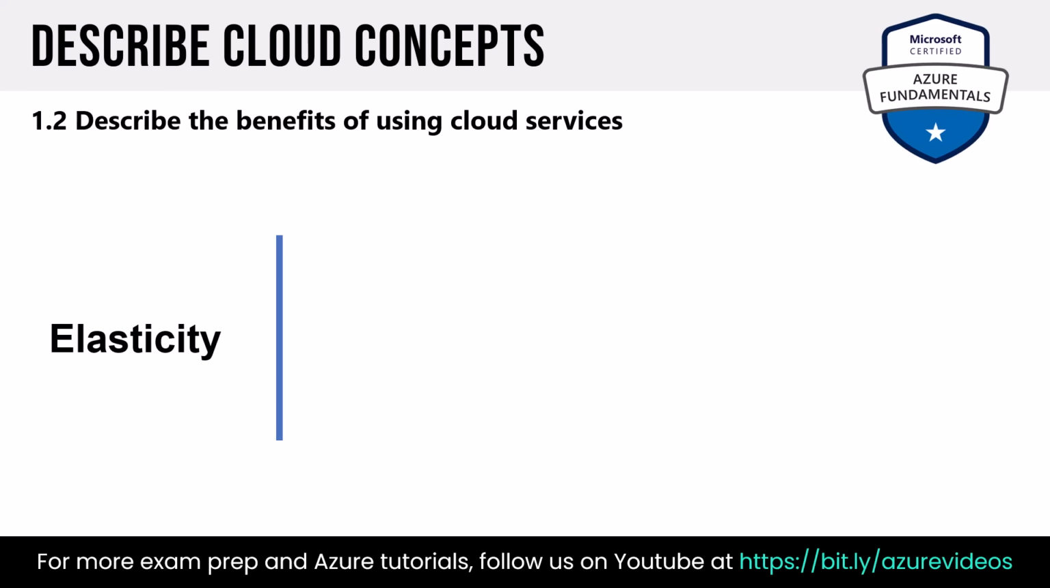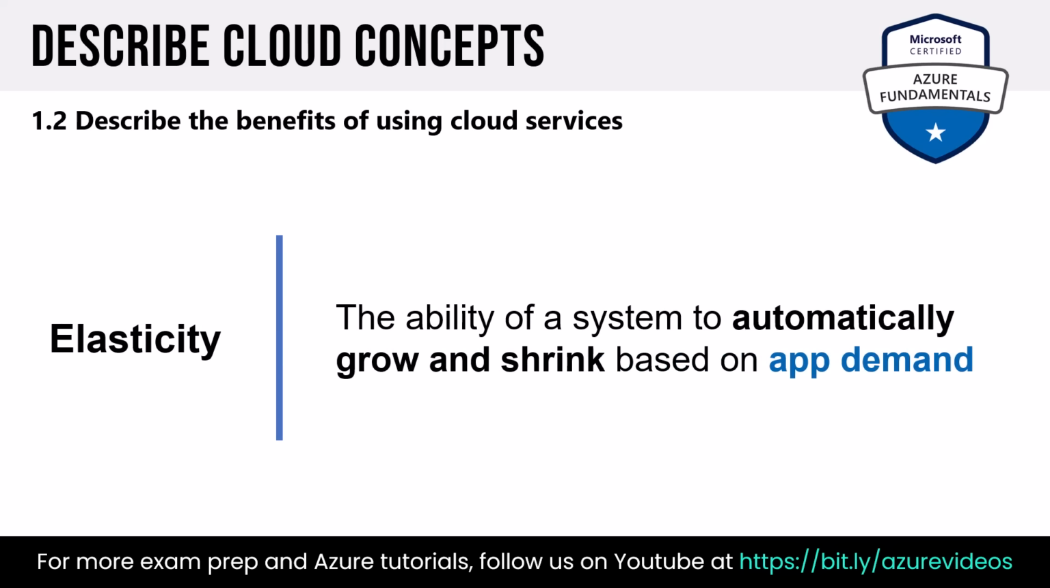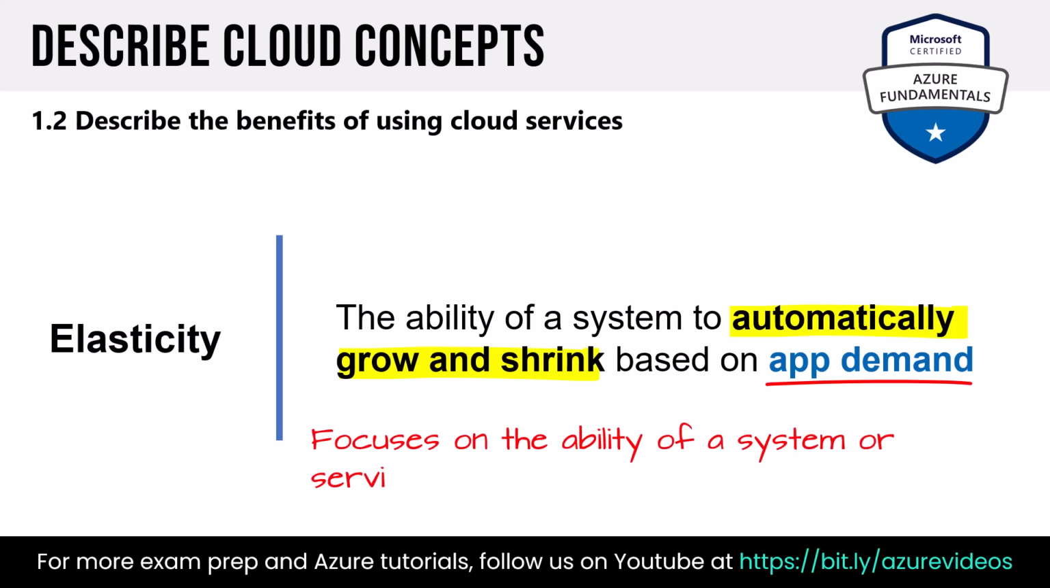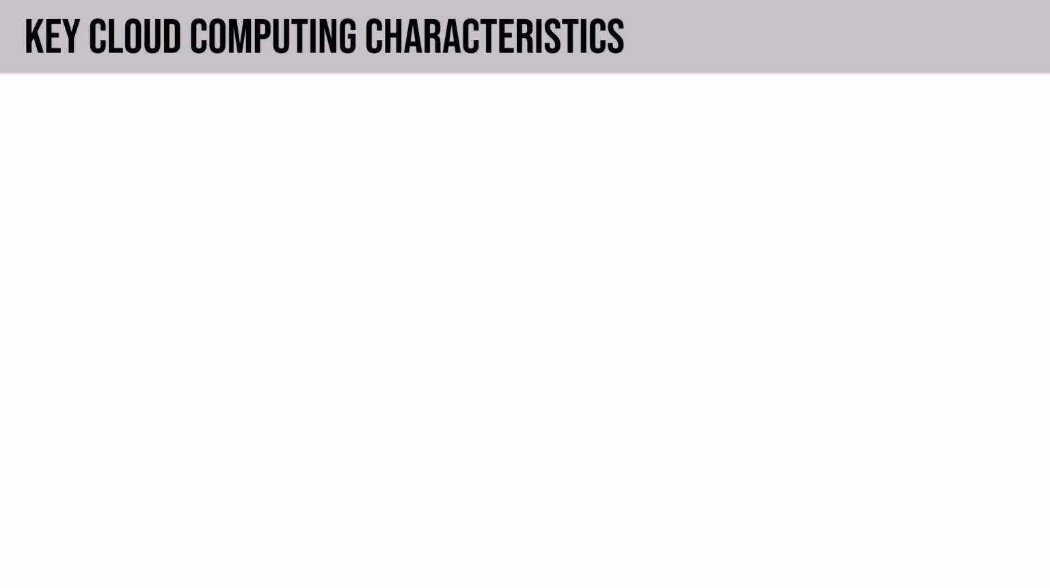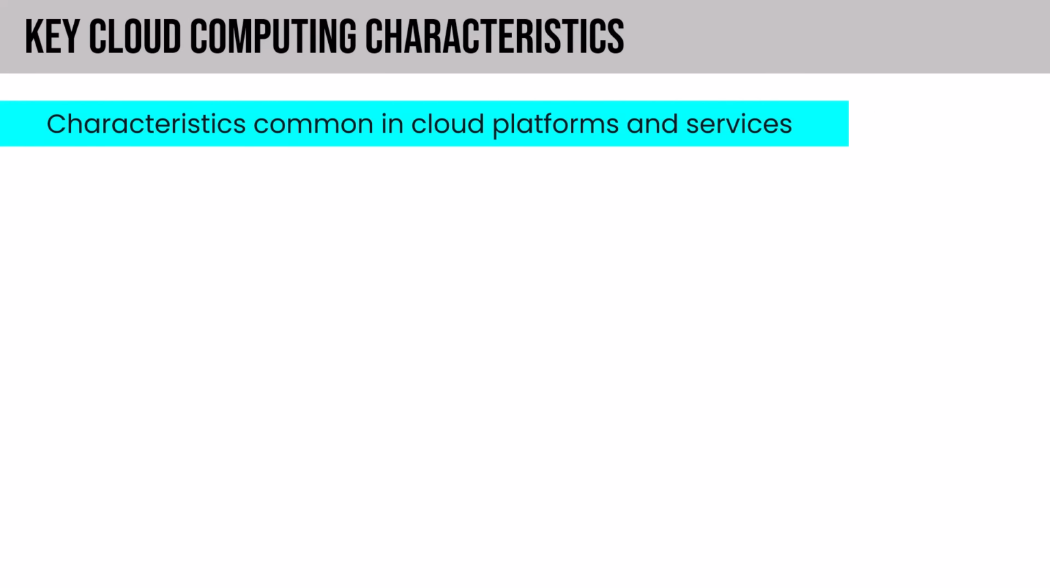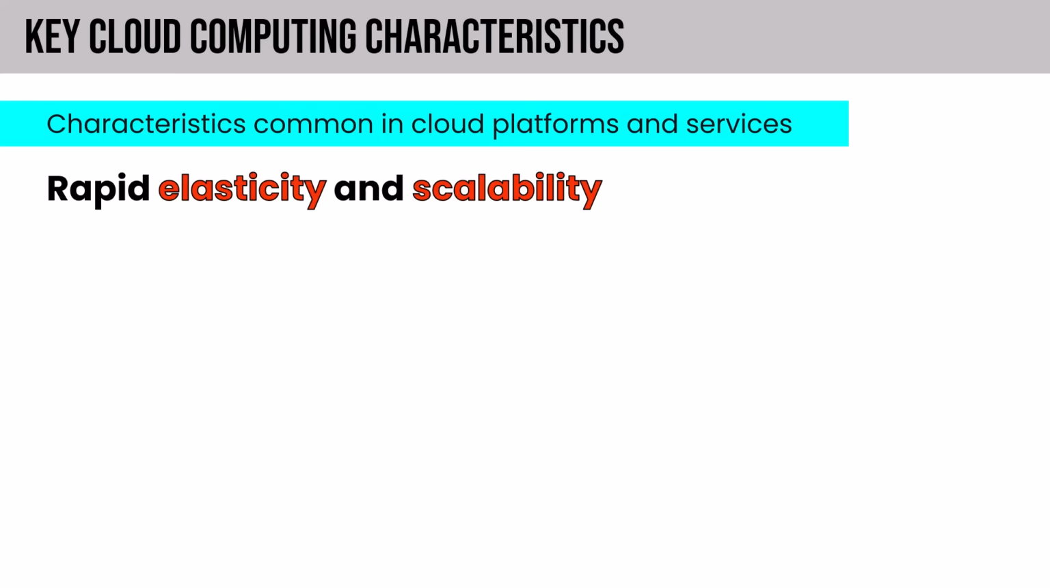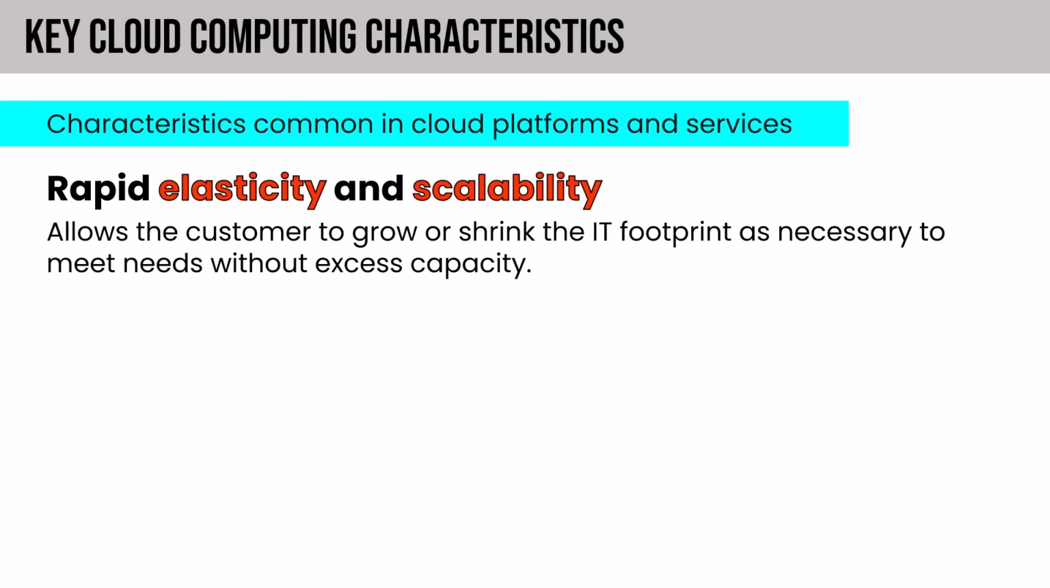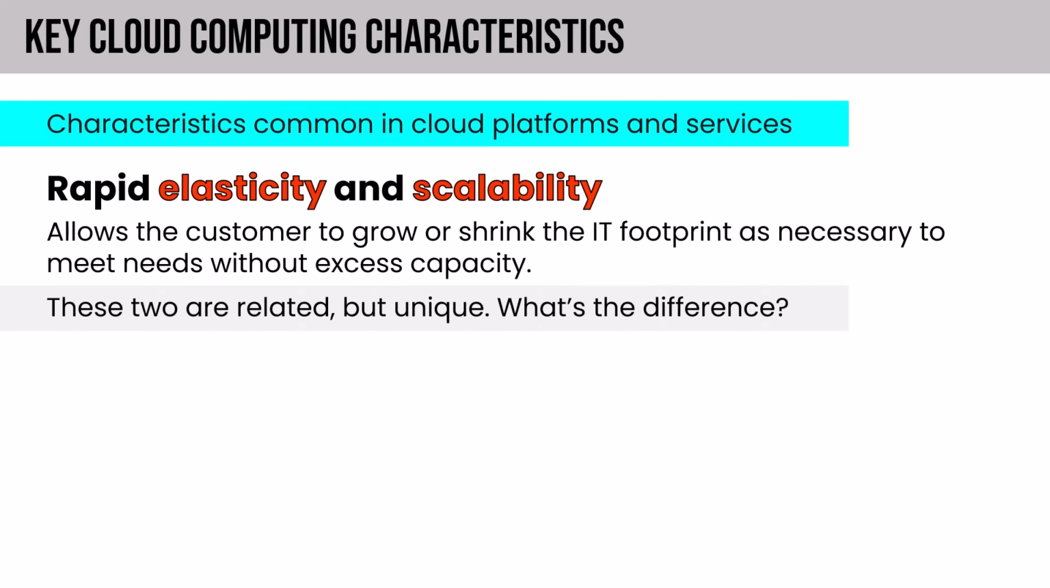Next, we have elasticity. So unique from scalability, elasticity is the ability of a system to automatically grow and shrink based on app demand. It focuses on the ability of a system or a service to scale quickly to spikes in demand. And I find, generally speaking, folks get scalability and elasticity confused. So let's break these down and just compare the two so it's crystal clear for you on exam day. So rapid elasticity and scalability are core benefits of the cloud. It allows a customer to grow or shrink the IT footprint as necessary to meet the business needs without excess capacity. These two are related, but they're unique.